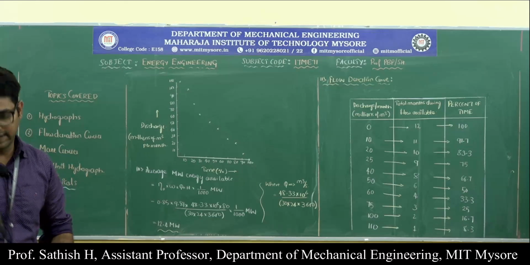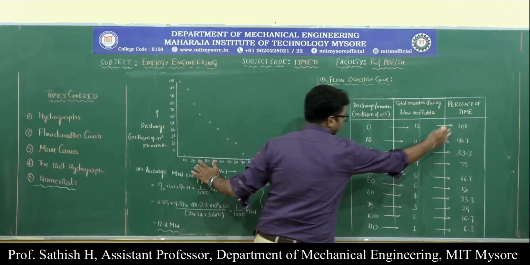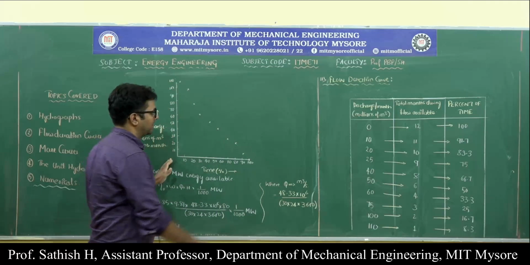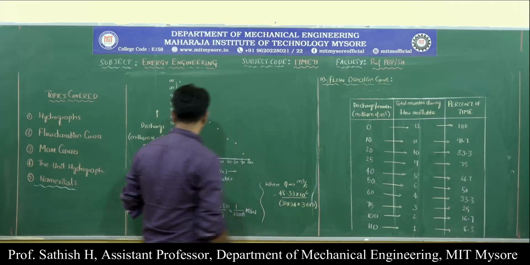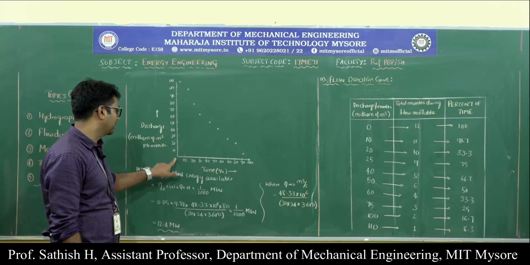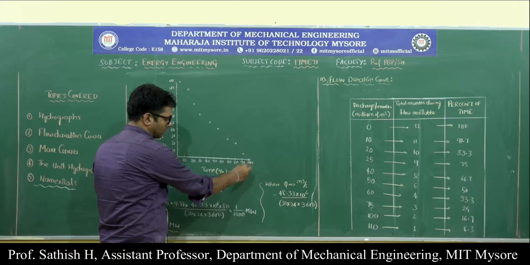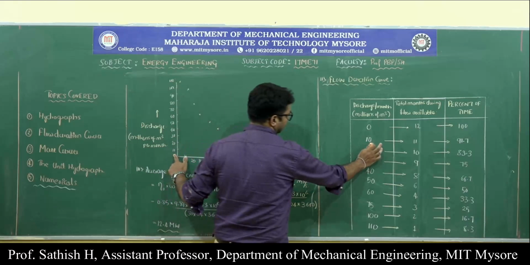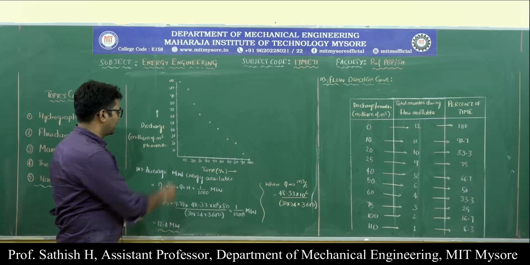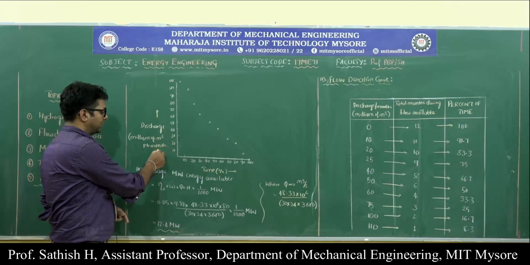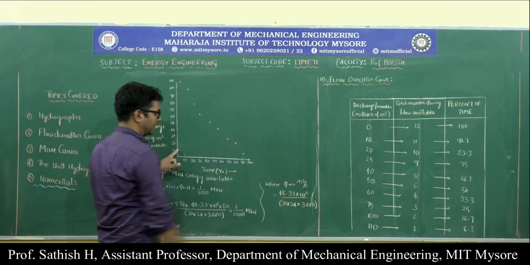In order to draw that, on the x-axis we have the percentage of time, and on the y-axis we have the discharge. For example, the first reading is a discharge of 0, which is available for 100% of the time. I will mark one point here. The second point is 10 millions of meter cube per month, which is available for 91.7% of the time. This is the second point.